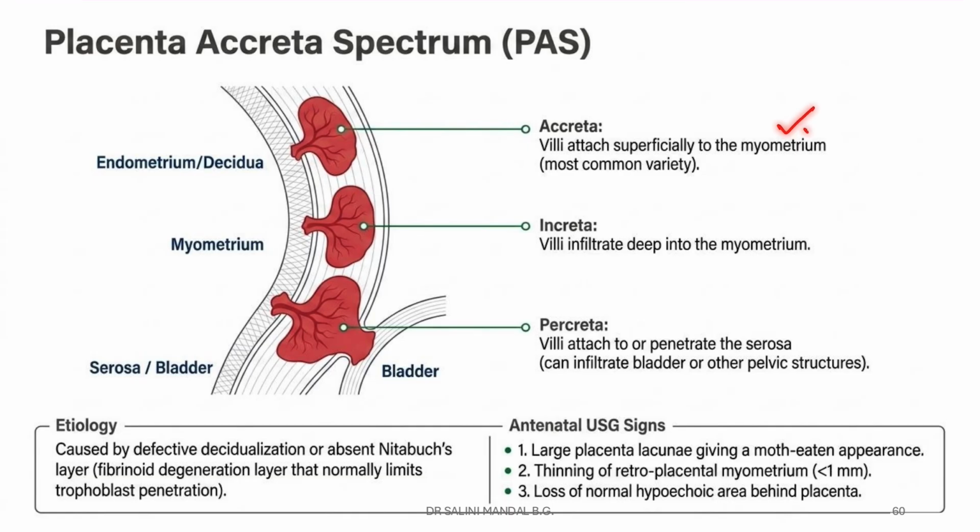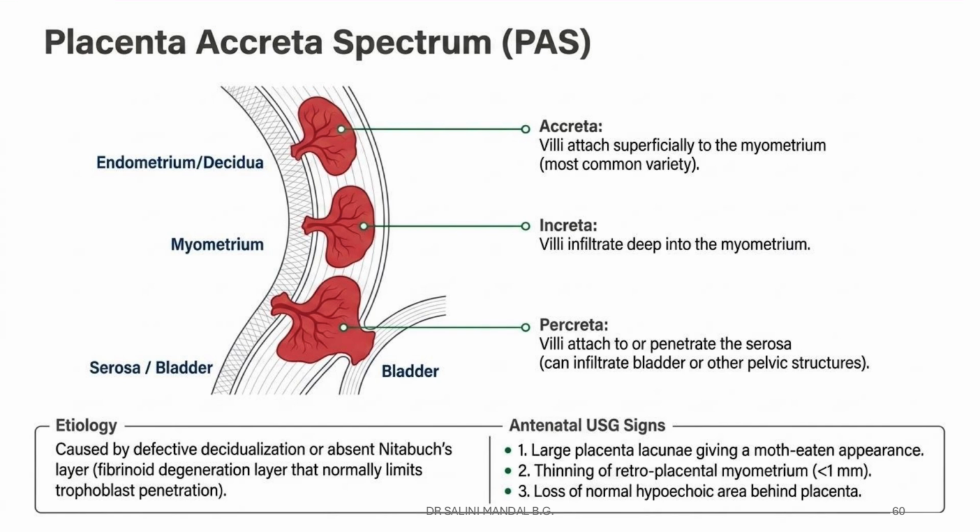Most common and simple one is accreta, that is superficial to the myometrium. Inside the deep myometrium, we call it increta, but when the villi penetrates the serosa, we call it percreta. I had already mentioned, but just a repetition, it happens because there is an absence of Nitabuch layer, which is basically a fibroid degeneration of the layer. Usually it limits the trophoblastic penetration, but if it is not there, we are going to get an accreta, increta, or percreta.